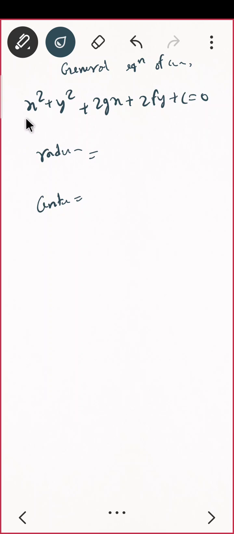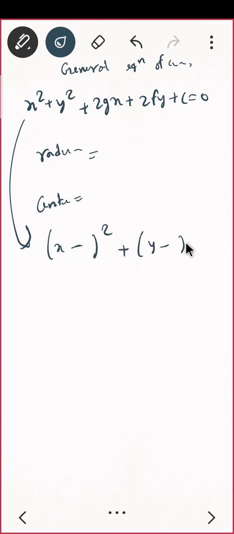What you have to do is make this in the form x minus something the whole square plus y minus something the whole square equal to some r square. How can you do that? You just take x square and 2gx together and find the last term. You know how to find the last term: the middle term divided by 2, the whole square. Do you agree? So what will be the radius, if you remember, or you can just quickly do that?